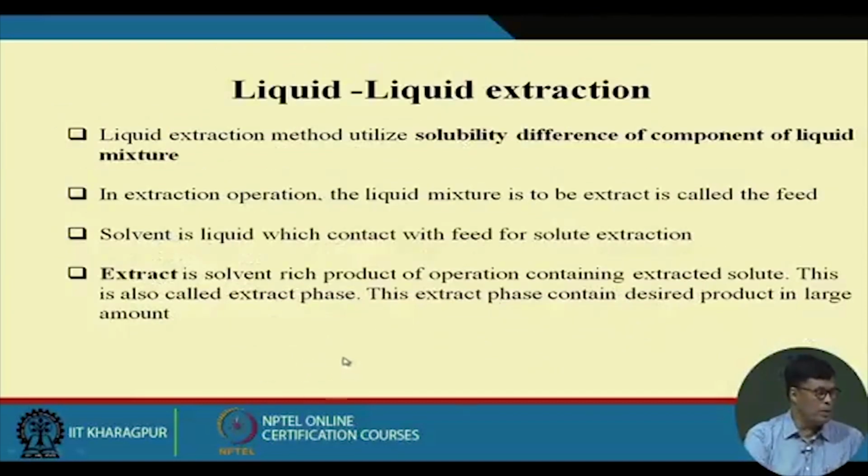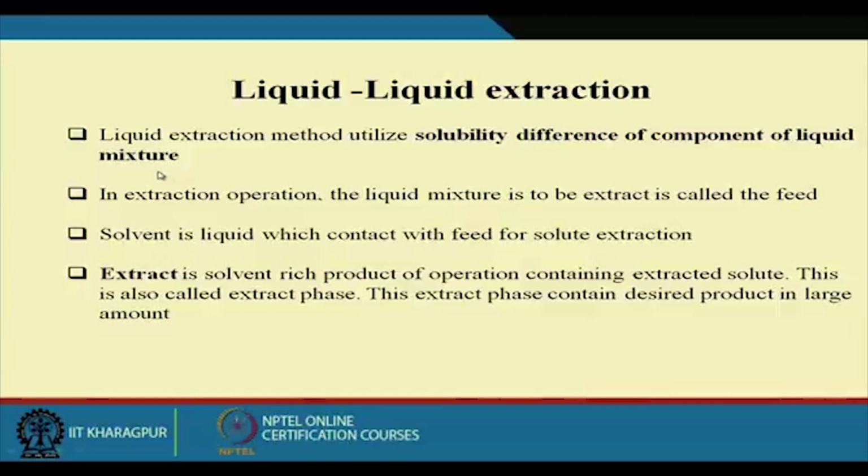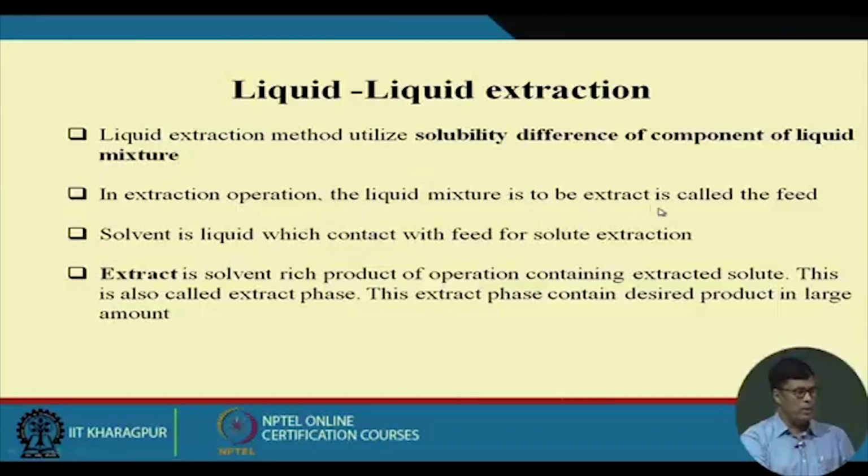Now, the liquid-liquid extraction method utilizes the solubility difference of the components in a liquid mixture. This is very important. Unless we have the solubility difference, this method cannot be used. In extraction operation, the liquid mixture to be extracted is called the feed, and the solvent is the liquid which contacts with the feed for solute extraction. The extract is the solvent-rich product of the operation containing the extracted solute. This is called the extract phase, and it contains the desired product in large amount.